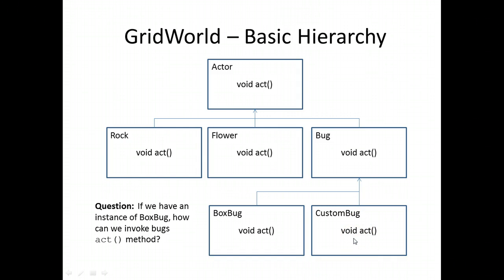So the question we're going to end with is, if we have an instance of box bug, can we invoke bug's act method? So if we have an instance of box bug here, can I actually call this method? That's something to think about and something we'll explore as we get into more detailed lessons about class hierarchies.